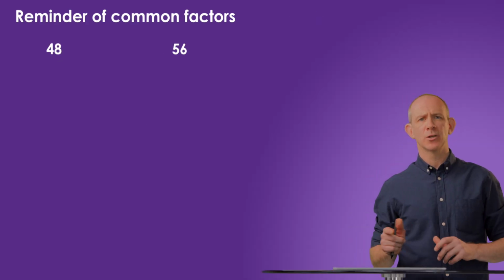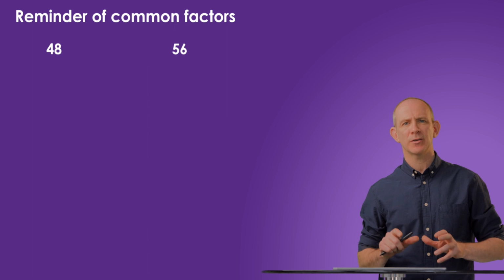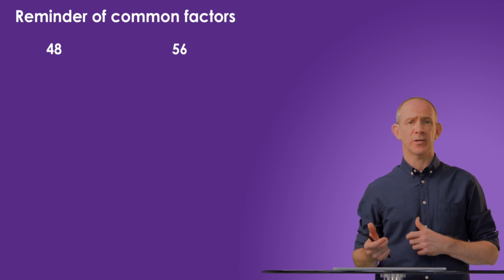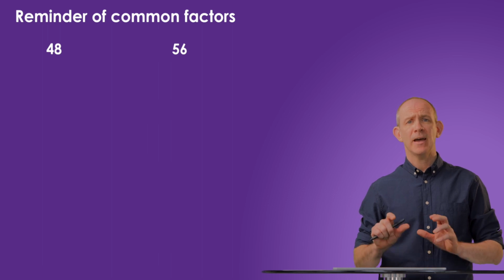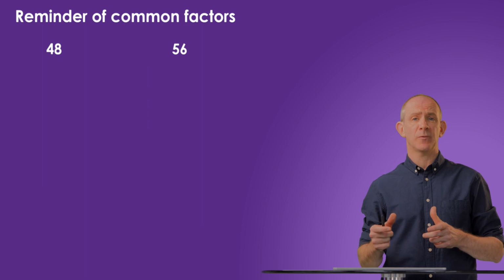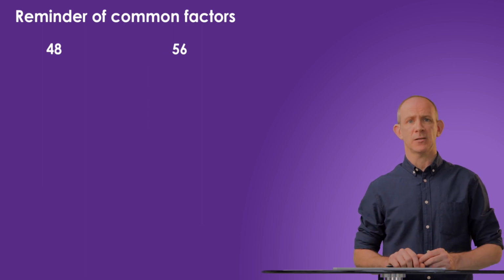Before we go further into looking at factorising, let's just remind ourselves how to find the factors of numbers. For example, 48 and 56. And then how to establish the common factors and then the highest common factor of 48 and 56.